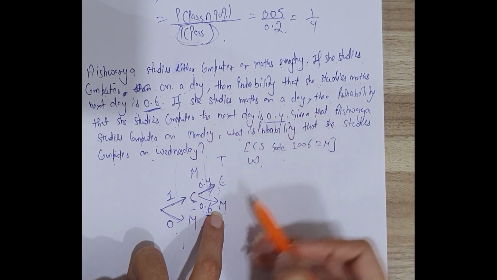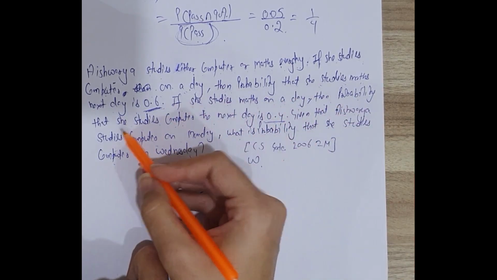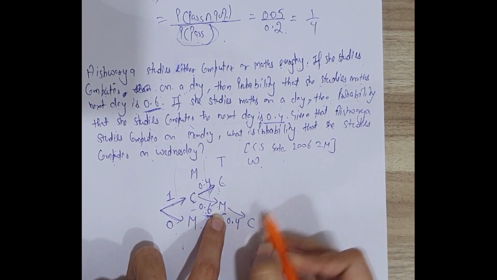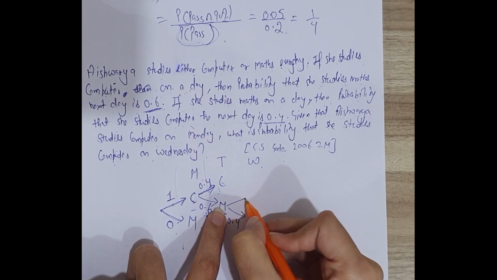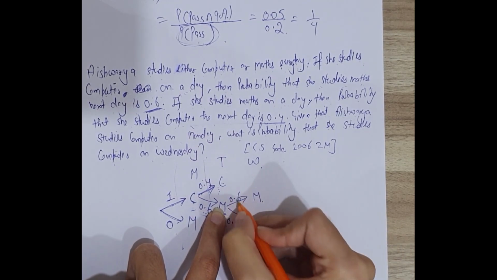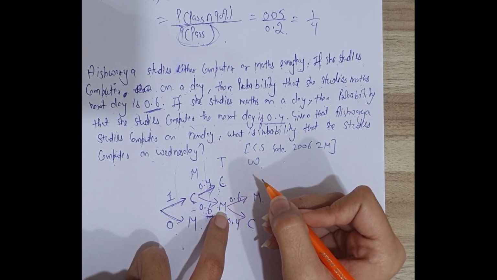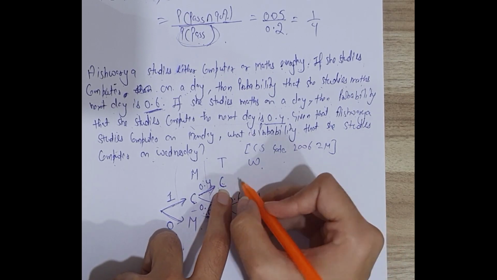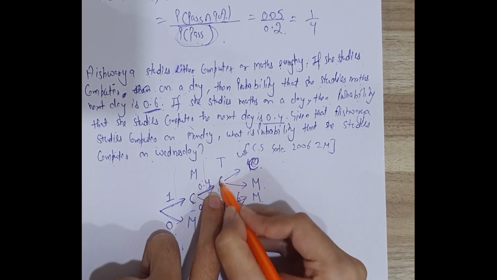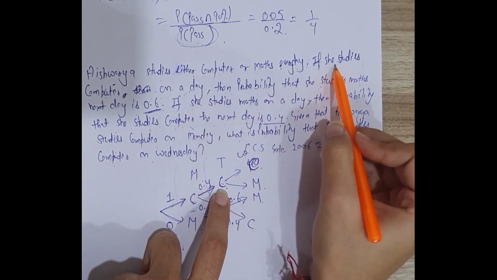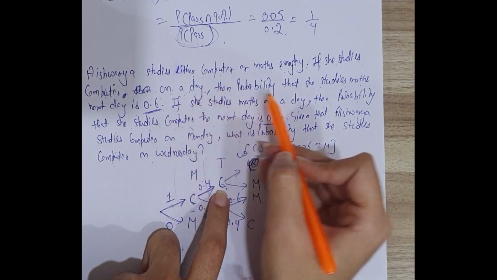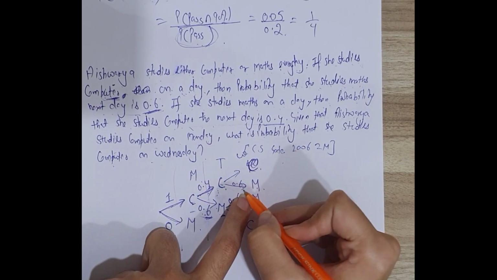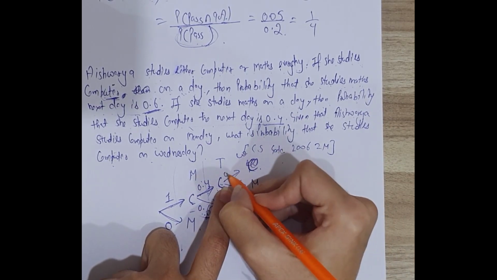If she studies maths on a day, then the probability that she studies computer the next day is 0.4. If the computer probability is 0.4, then she can also study maths, which is 0.6. This is about when she studies maths on Tuesday. If she studied computer on Tuesday, then what will be the probability? If she studies computer on a day, then the probability that she studies maths the next day is 0.6. Studying maths is 0.6, then studying computer is 0.4.